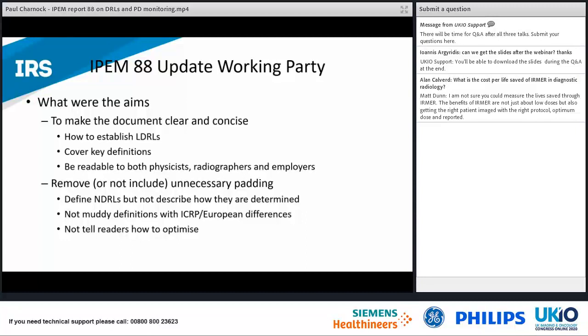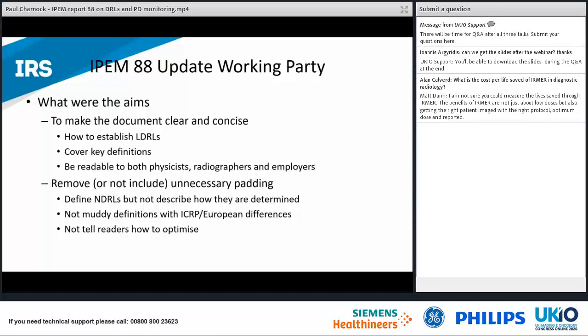What we're not going to include this time is we're going to define national diagnostic reference levels, but we're not going to describe how they're determined. That's the remit of the PHE NDRL working party. We're not going to muddy the definitions with ICRP definitions or European differences. The UK has got a long established history of diagnostic reference levels, so we want to be clear how the majority of people understand diagnostic reference levels and typical values, and how we are going to use them.